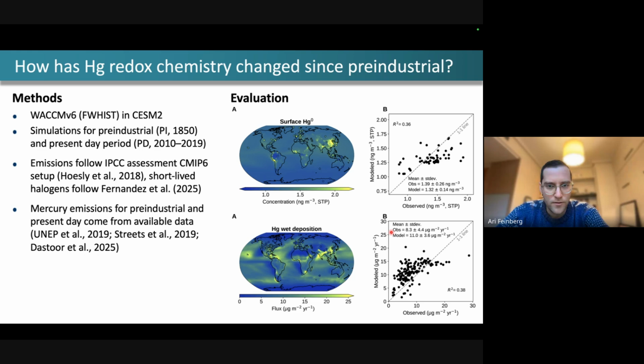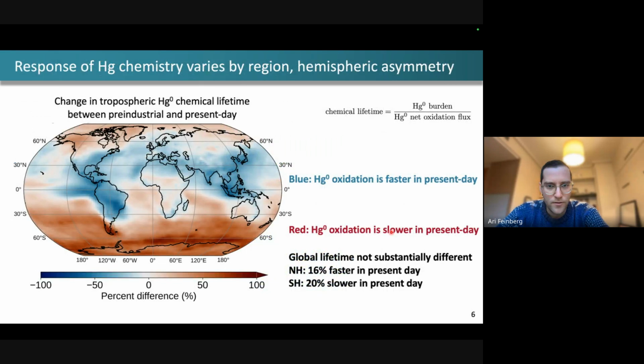And so what we then were looking at is the differences in the chemistry between pre-industrial and current times. The map that I'm showing here is showing the change in the tropospheric elemental mercury chemical lifetime between the pre-industrial and present day. This is considering chemical lifetime in tropospheric columns, which are calculated based on the elemental mercury burden and the net oxidation flux of elemental mercury.